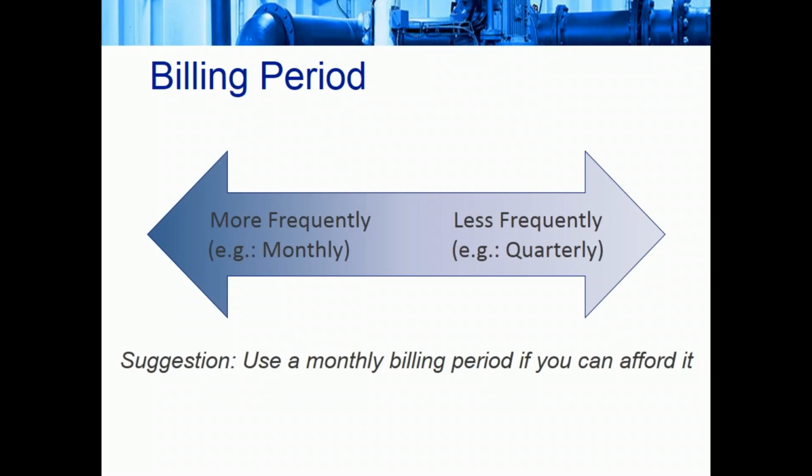So, moving on to billing period. Water systems can bill as frequently as monthly. I guess technically they could bill more frequently, but we usually see monthly as the most frequent, and then less frequently, quarterly, biannually, sometimes even annually.